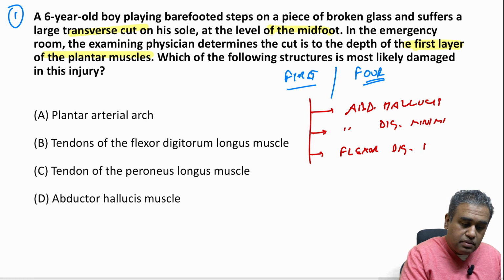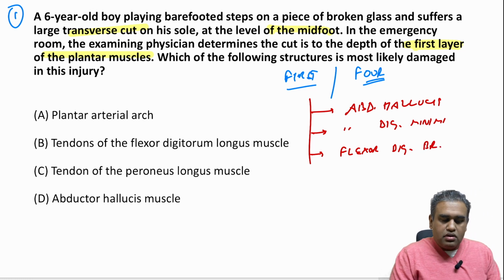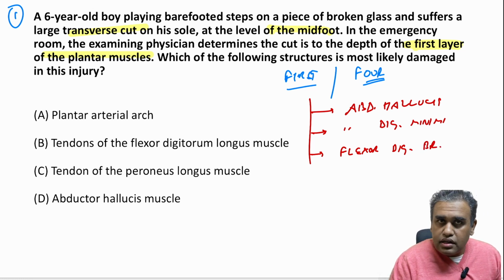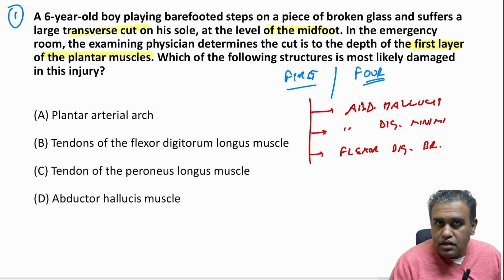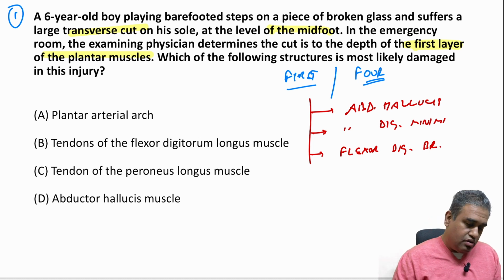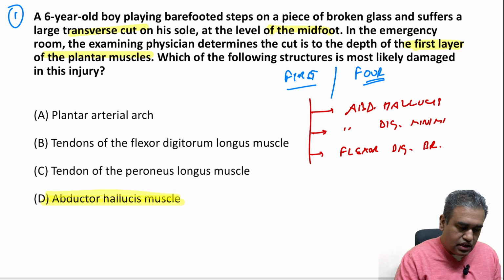Right, not the longus but the brevis one. Why? Because the longus is found in another layer. You will discuss them in the second layer. So these are the 3 muscles in the first layer. So if you try to identify the answer over there, the answer becomes very specific: abductor hallucis muscle.